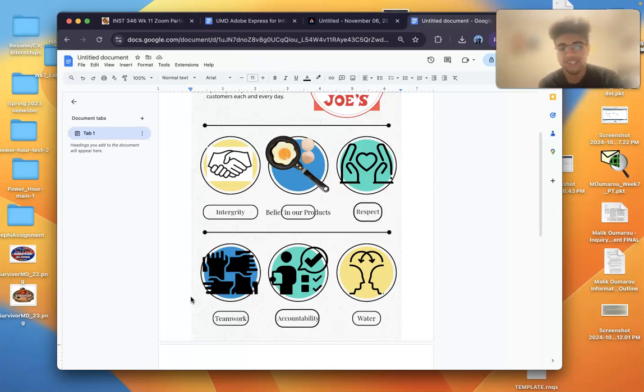So accountability, I found this kind of like checklist icon, making sure that you're holding yourself responsible for things and being upfront when you haven't been responsible with it. It's incredibly important to the store. So that's why I chose that one.